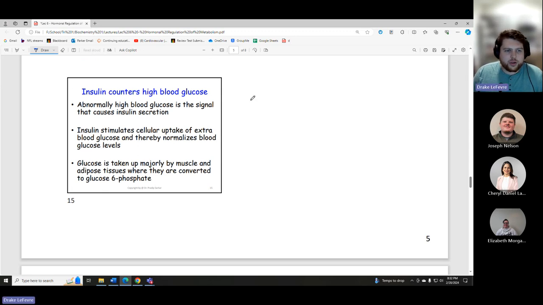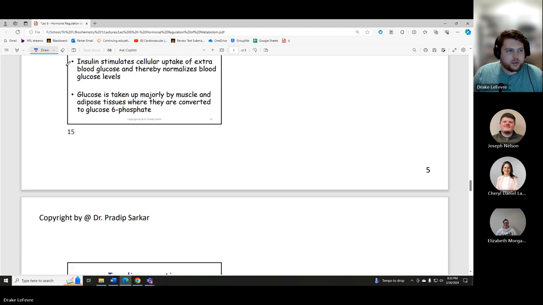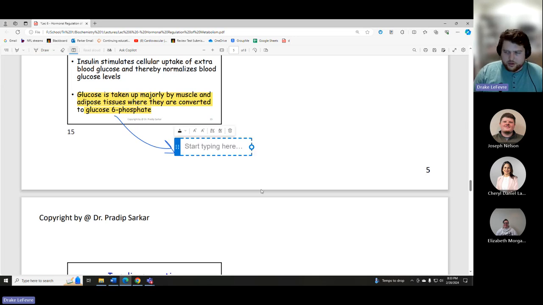Insulin counters high blood glucose. Glucose is taken up majorly by muscle and adipose tissue and converted to glucose 6-phosphate. And that's again by that enzyme. Does anybody remember the name of that enzyme? Something kinase. Good, it's a kinase. Hexokinase, that was it.